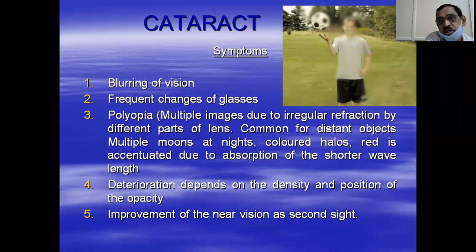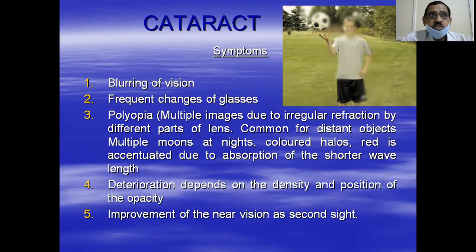Multiple images due to irregular refraction by different parts of the lens surface. Usually whenever they look at a distant object, they may have diplopia, or the same object may appear as multiple objects. This occurs because of the irregular refraction by the different parts of the lens. And the patient also may see multiple moons at night, and colored halos is another thing which these people may complain of.